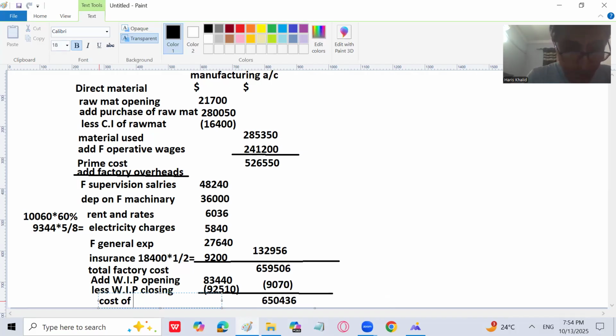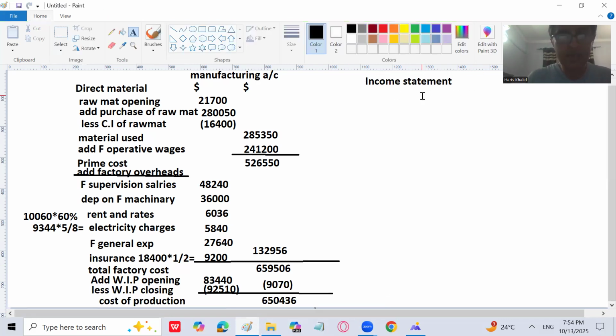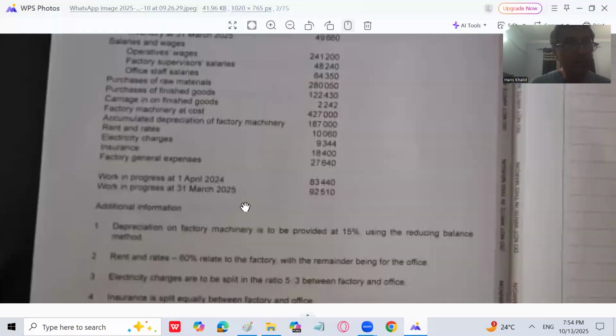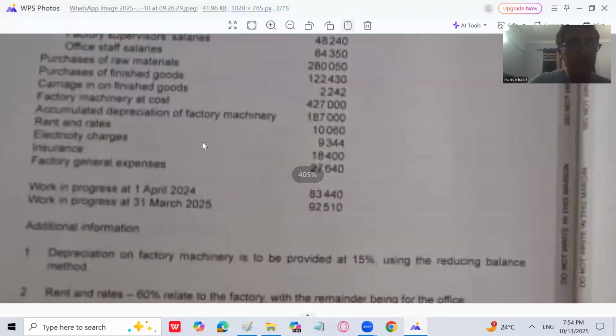So we have calculated the manufacturing account, and I have done with the cost of production in front of you, which is 650,436. Now I have to prepare the income statement. You can write statement of profit and loss also, one and the same thing. I will go with the dollar sign first, and you know that we'll start from the revenue first. Revenue means sales, and you used to subtract sales return from the revenue. Let's see whether the revenue is given in the question or not.